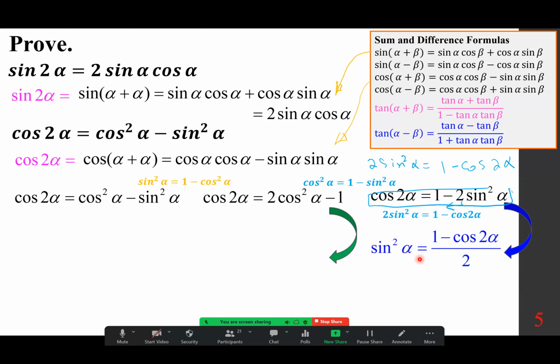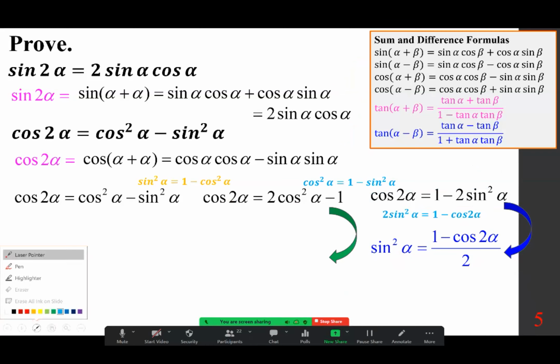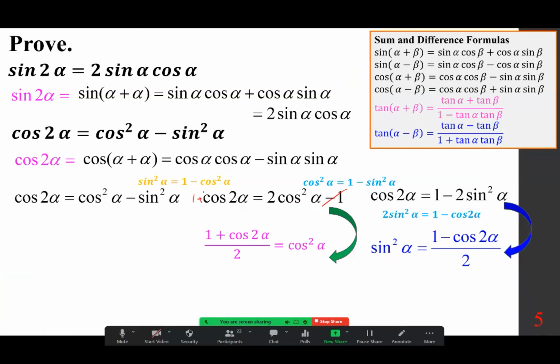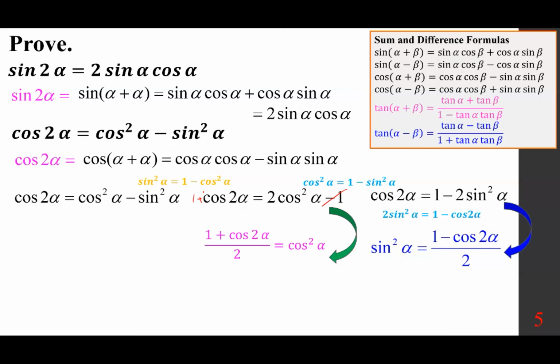And I get this one. Sine squared is 1 minus cosine of 2 alpha over 2. Let me clean up the mess. It'll be easier to follow. We can do the same thing here. If you move the negative one to this side and divide by 2, you get cosine squared alpha is 1 plus cosine 2 alpha divided by 2. Very straightforward, everybody.